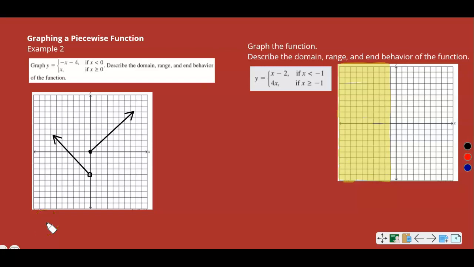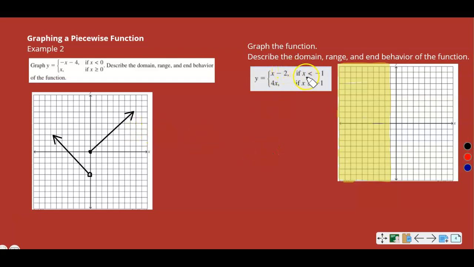Piecewise functions continued. All right, so we graphed this one, example 2, and it was split at the y-axis. This one was less than 0, and this one was greater than or equal to 0. So we could use the y-axis to determine which direction to graph and keep that separate.